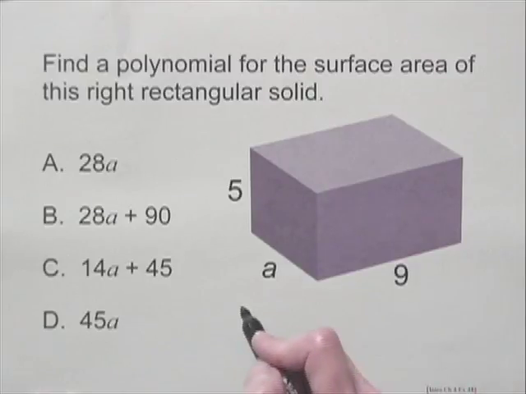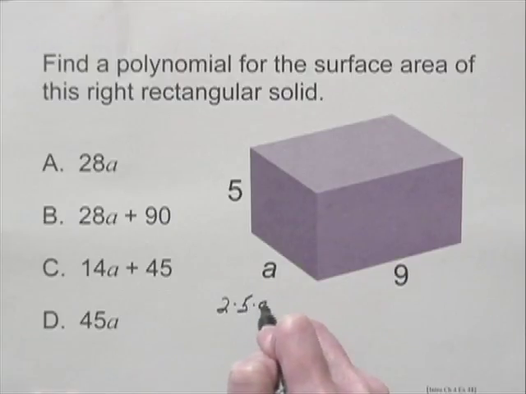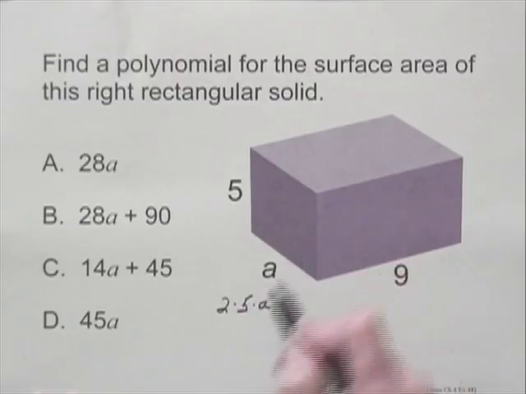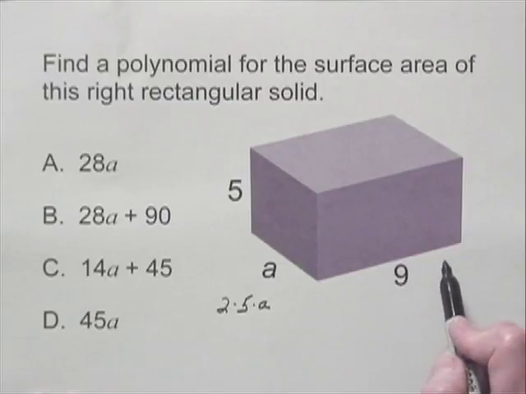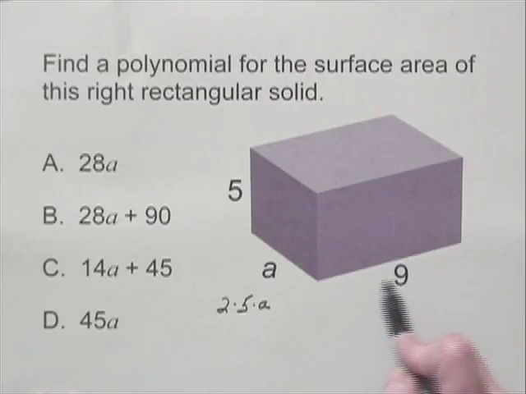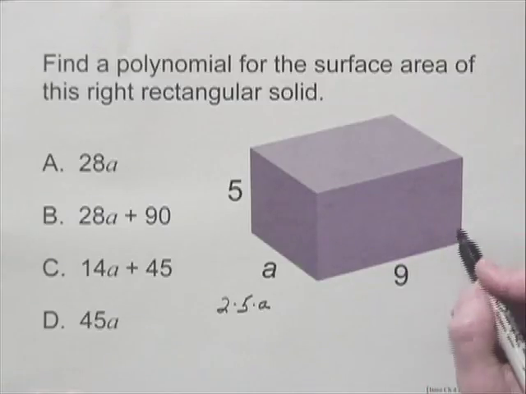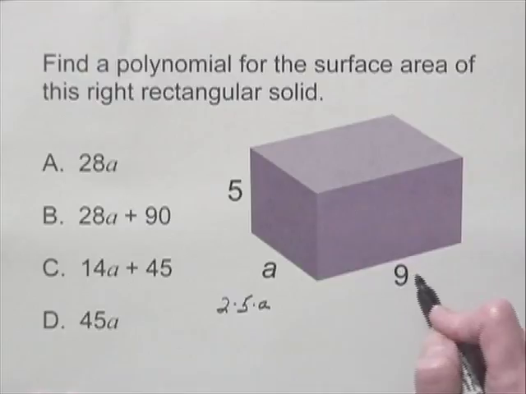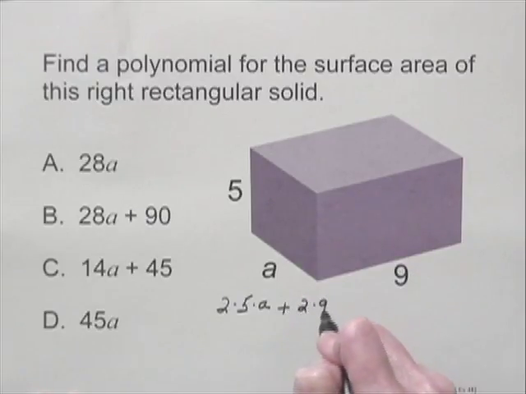So the area of those two parts of the box would be 2 times 5 times a. 5 times a is the area of 1, and we're multiplying by 2. We also have a section of the box that has a length of 9 and a height of 5, so the area of that is going to be 9 times 5, and we have 2 of those. So we'll have 2 times 9 times 5.